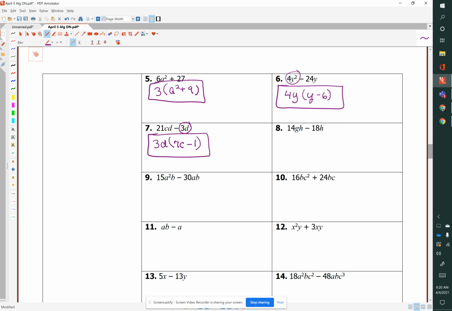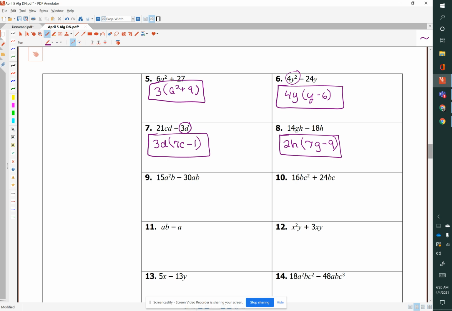Number 8. The largest common factor of 14gh and 18h is 2h. 14 divided by 2 is 7. gh divided by h is g. And 18 divided by 2 is 9. And we've already factored out the h, so this is our final answer.